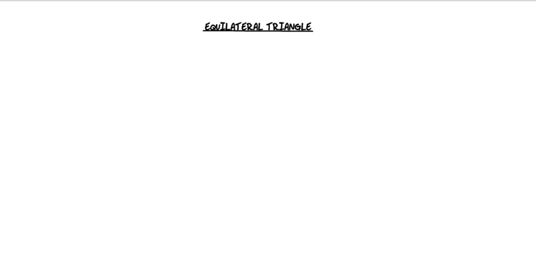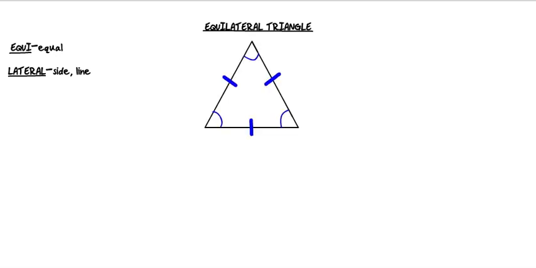In this lesson, we're going to be learning about a variety of different triangles. First, we're going to start out with the equilateral triangle. Equa means equal, and lateral means side or line. So an equilateral triangle has equal sides. You can see that denoted by the blue dashes through our three sides. They're each a single dash, so that means that the three sides are equal.